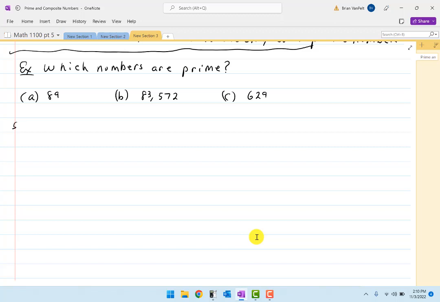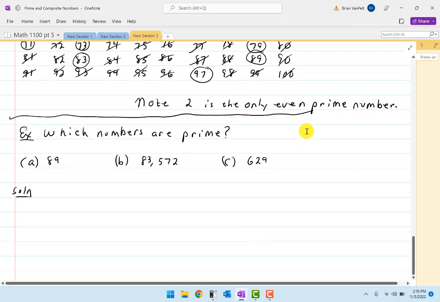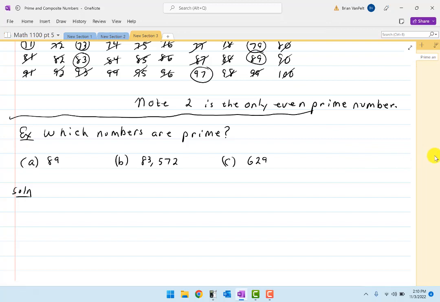89 I don't have to do because you already saw in the table here. There it is right there, circled. It's a prime number since it's listed in that table. So for part A, that is prime. For part B, though, that is composite because it's even. Two will go into it, for example.